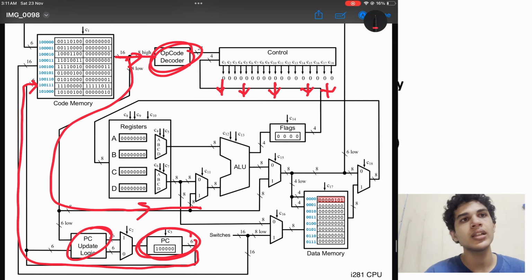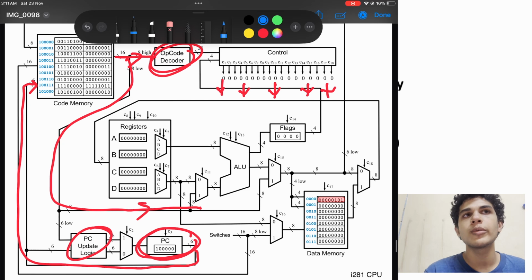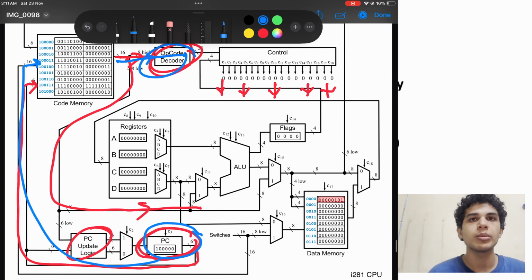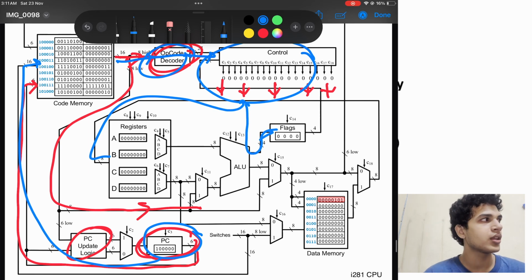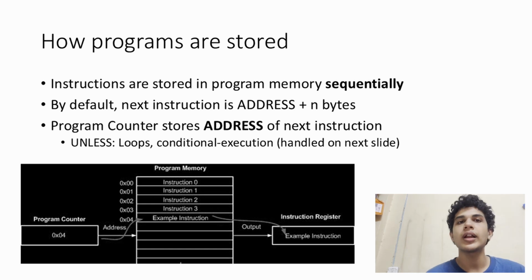Then at the next clock cycle, the value of the program counter is updated based on what the update logic was, and that sends the new address to the code memory, and that sends the new instruction to the decoder, etc., and thereby the cycle repeats all over again. Now this begs the question: the program counter is storing the address of the next instruction to execute, and there is some logic as to how to update the program counter, and how to update the address of which instruction is to be executed.